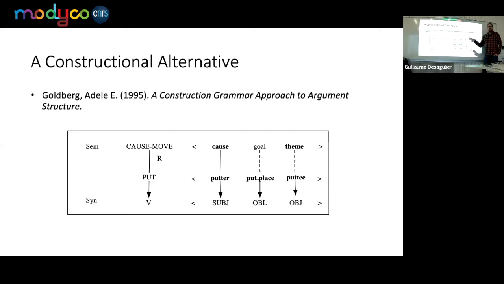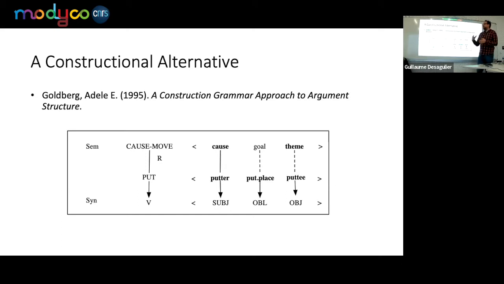Right. So this was all in 95. That's fine. A computer should survive. This was all in 95. And most people in construction grammar believe in this assumption.